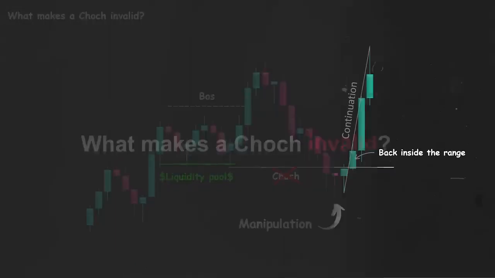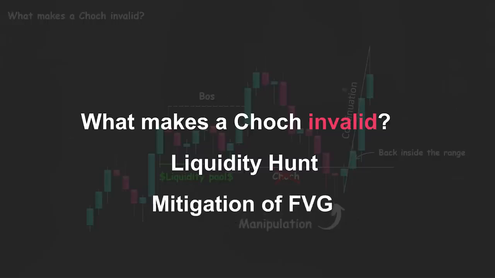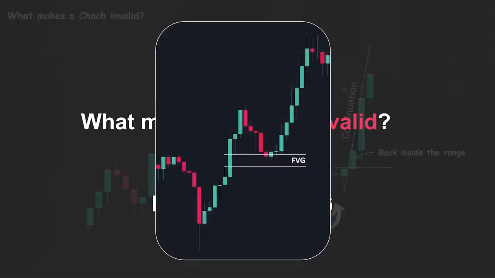Now that's just one piece of the puzzle. Let's talk about another concept that can also invalidate a change of character: the mitigation of fair value gaps. As a smart money trader, identifying FVGs should be one of the first steps you take when analyzing a chart, because these zones often act as magnets for price. In most cases, before continuing its trend, the market pulls back to fill these gaps. This is why FVGs are critical zones to watch.